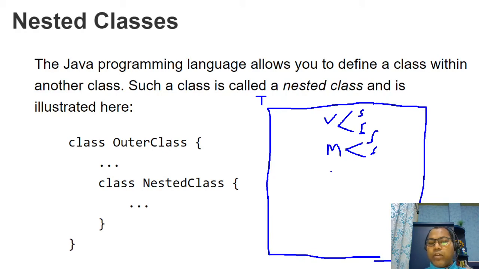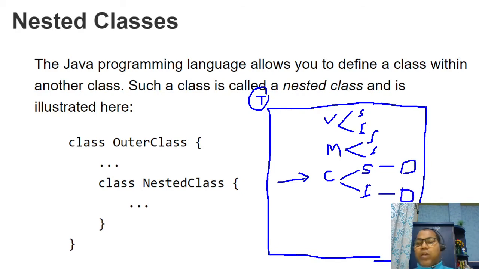Similarly, you can define classes inside another class. That class can also be of two kinds: static classes or non-static, instance classes. So we discuss how we can define a class inside a top level class, and that class can be a static nested class or a non-static nested class. These are the two parts we discuss today.